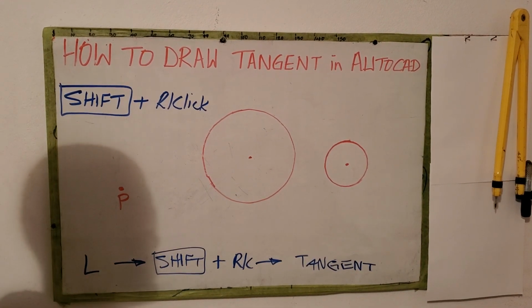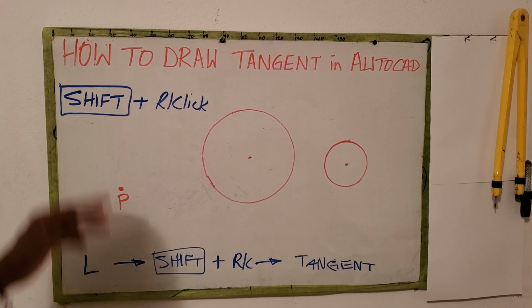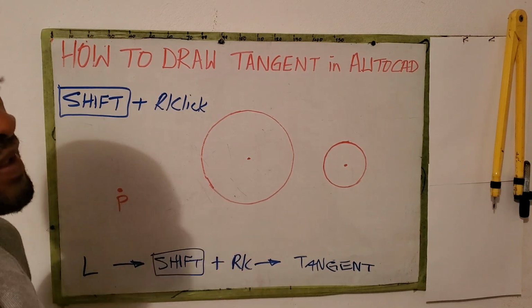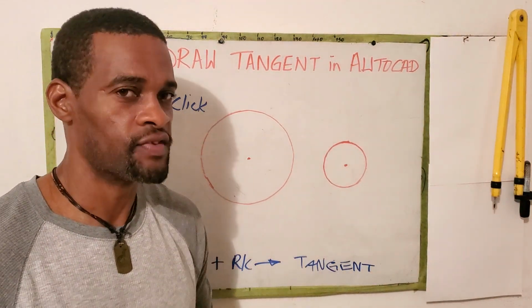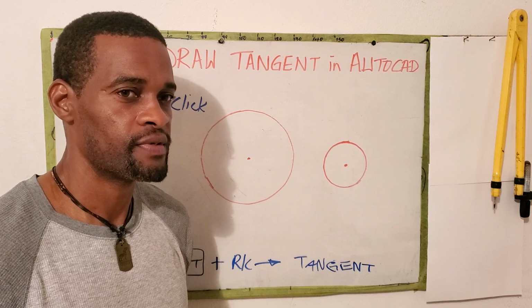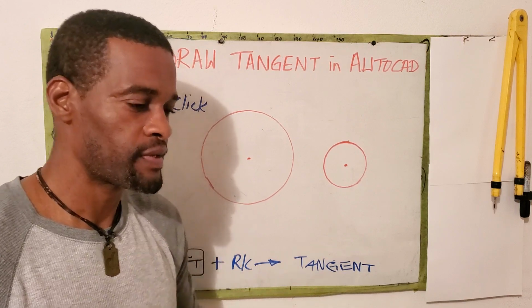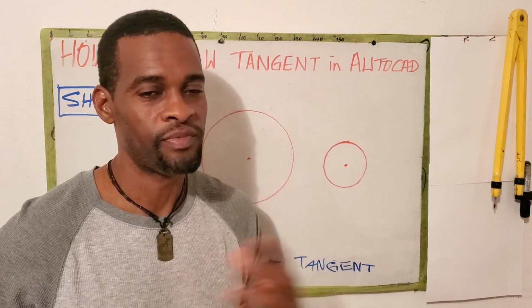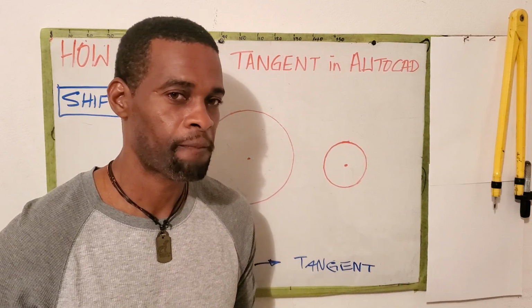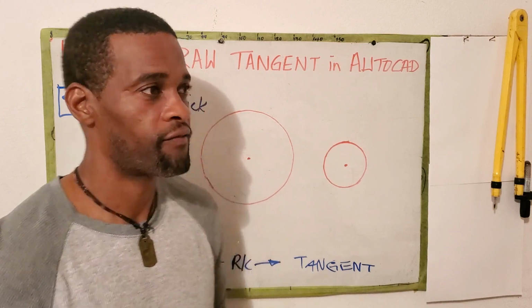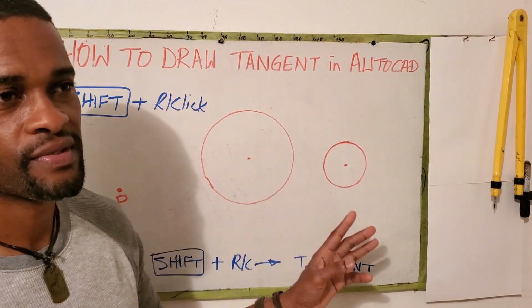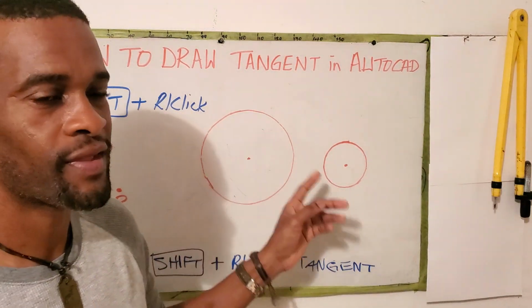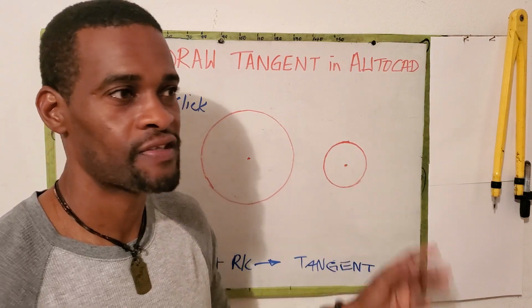Welcome back, guys. In this video I'll be showing you how to draw a tangent in AutoCAD. Tangent in AutoCAD is different from tangent the traditional way. With the traditional way, you have to do a lot of geometric construction, adding and subtracting of radius, finding the center of the distance between 2 points. But with AutoCAD, we don't need to do all of that in order to generate the tangent.